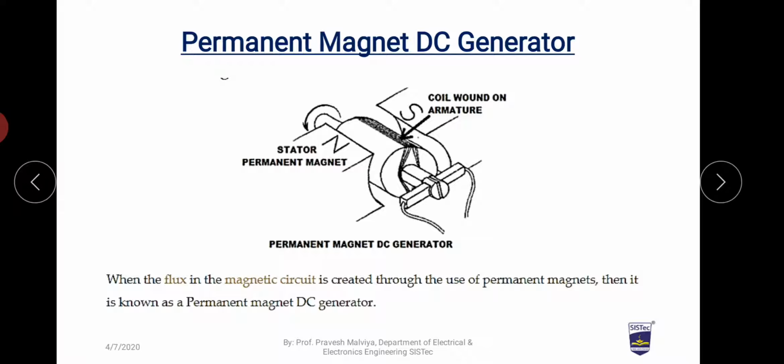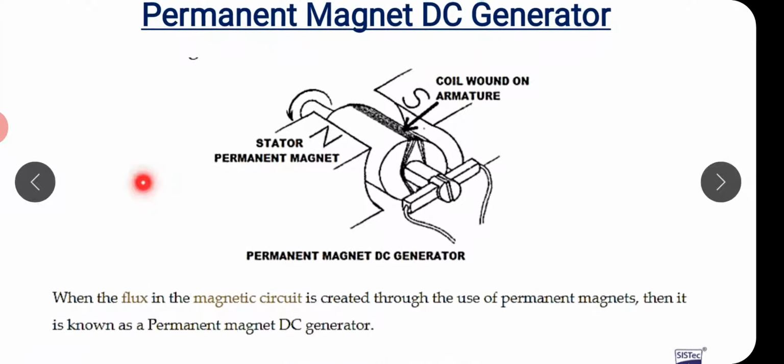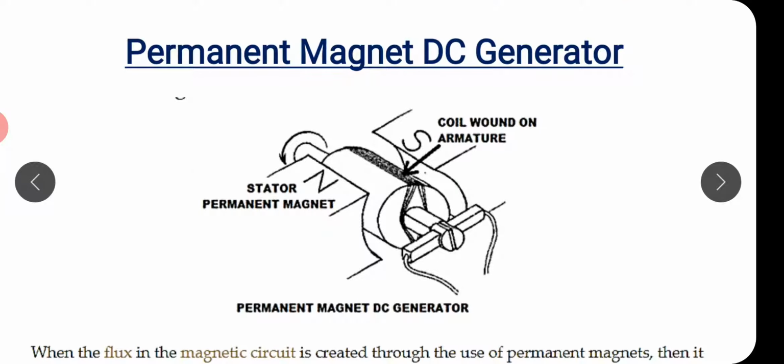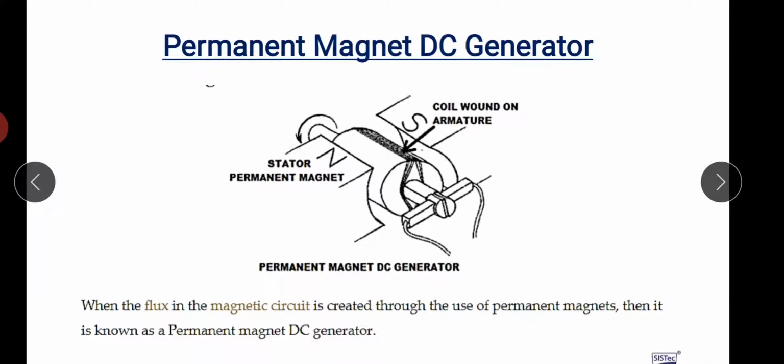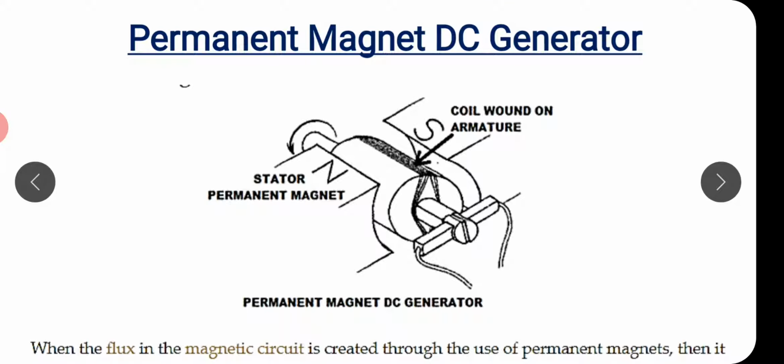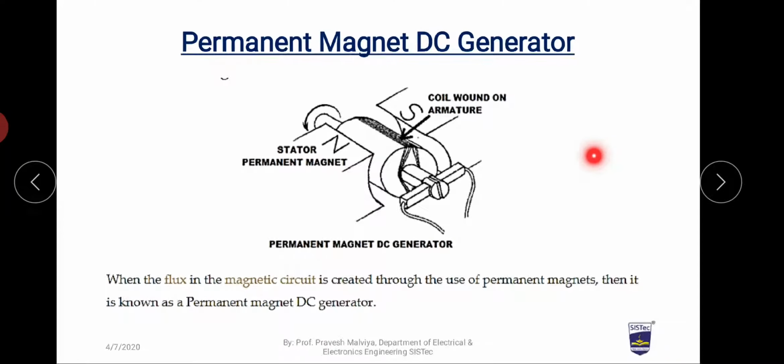Here we can see that the field is not an electromagnet. The field is made of permanent magnets. As the name says, this is a permanent magnet field type of DC generator. The problem with this generator is that we cannot control the flux in the field circuit. It is always constant. If it is an electromagnet type field, then we can control the flux by increasing or decreasing the current. So this is the permanent magnet type DC generator.